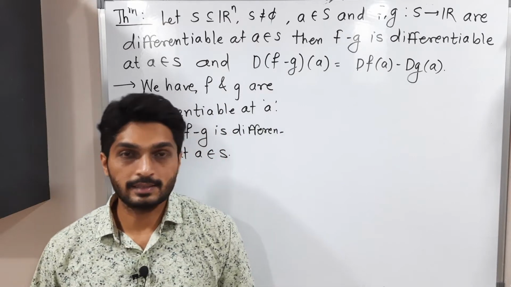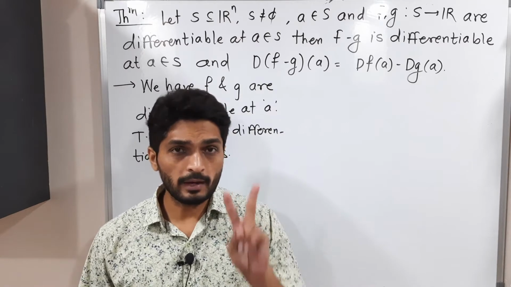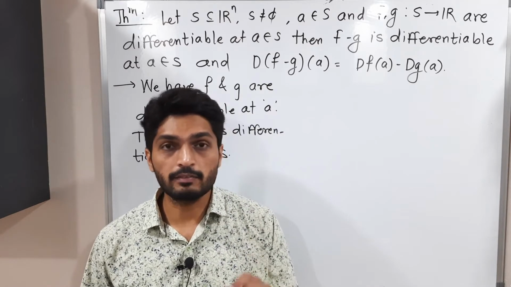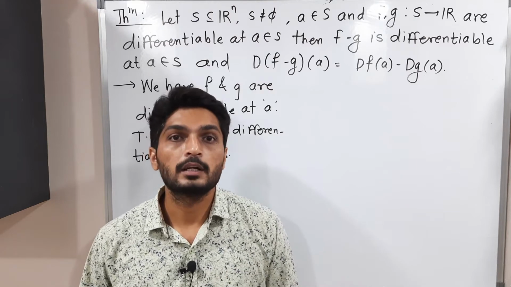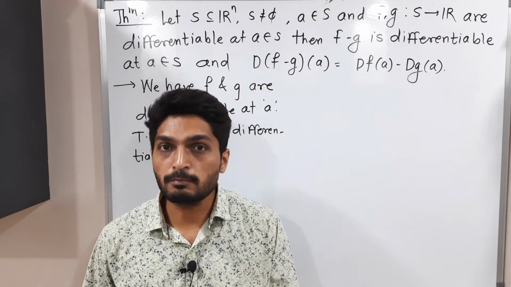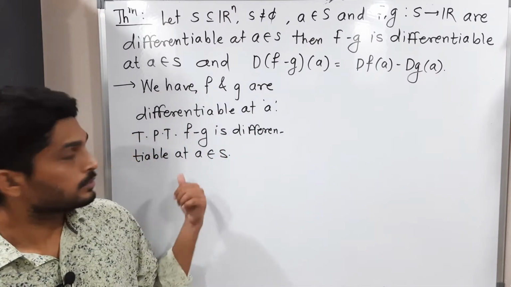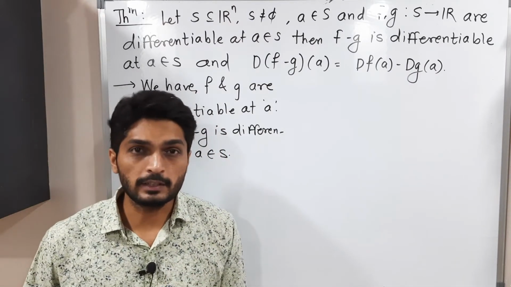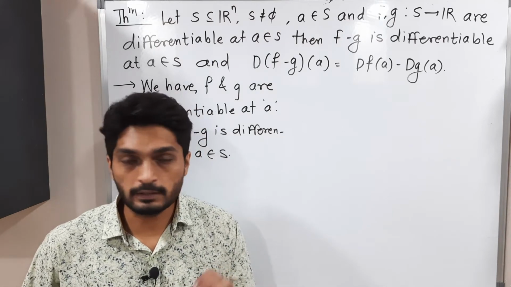Let us discuss this theorem. The theorem statement is very simple. What have they given? We have two scalar fields f and g. Given that both of them are differentiable at a, we have to prove f minus g is differentiable at a.